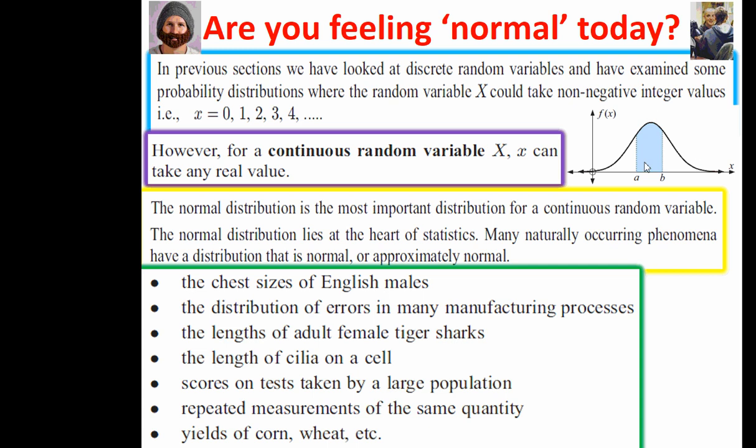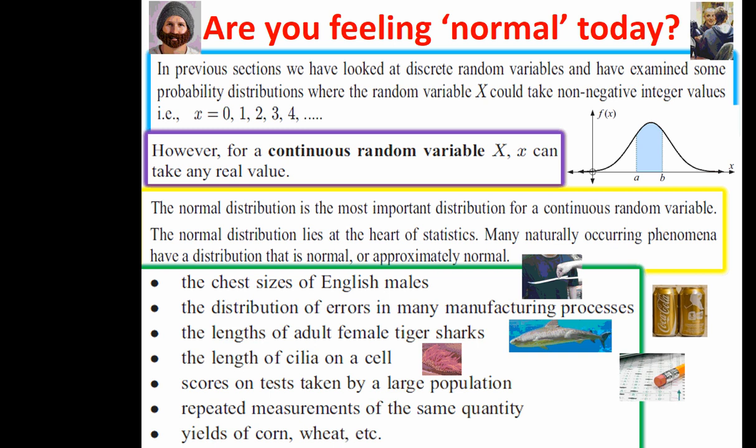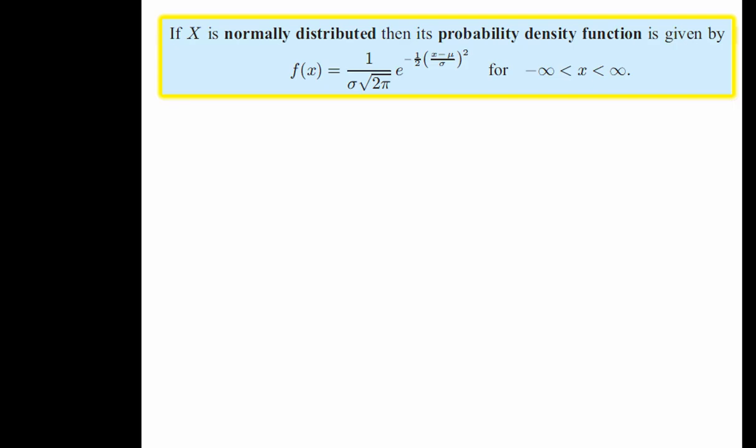It's because examination boards tend to assume that human ability is more reliable than examiners writing a similar level test every year. And so to be able to use a normal distribution, there has to be a huge sample of students taking the same exam, like there is for IB. Scores on tests taken by a large population, that's important, has to be taken by a large population for you to justify using the normal distribution. Repeated measurements of the same quantity, yields of corn, wheat, etc.